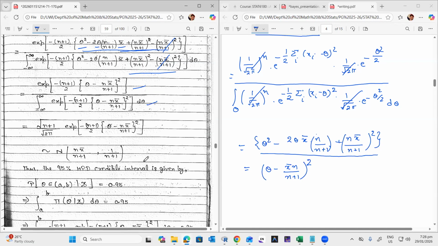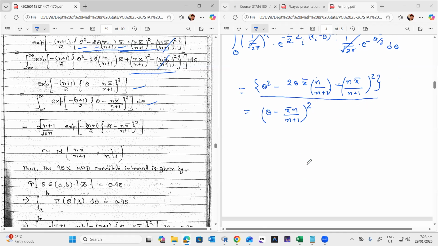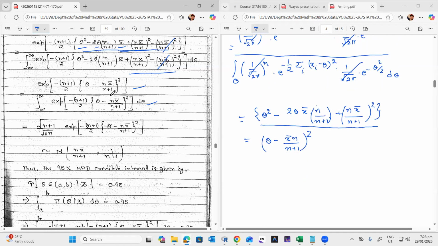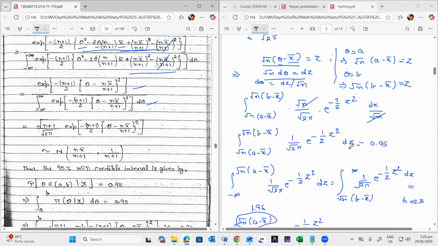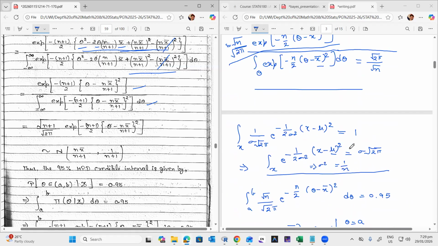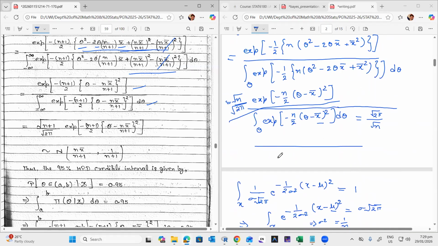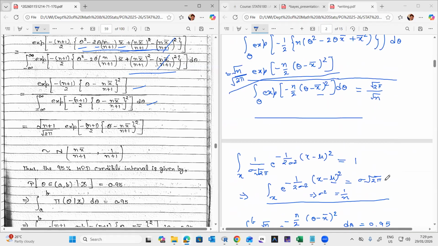So now in the denominator you have the integral over the range of theta of e raised to the power minus n plus 1 by 2 times theta minus n x bar divided by n plus 1 whole square d theta, right? Again compare it with the normal distribution. Again compare with this expression.